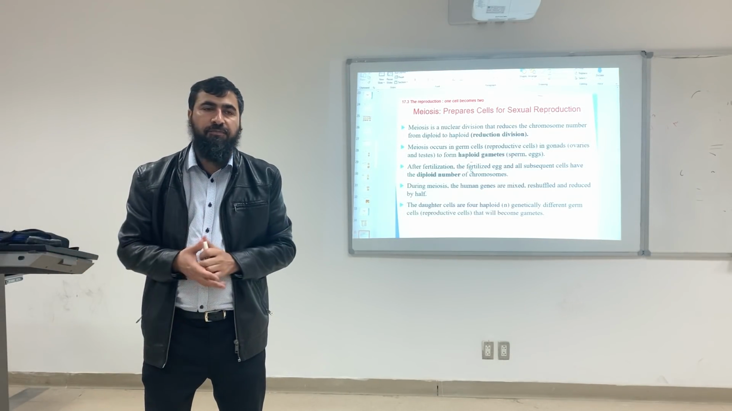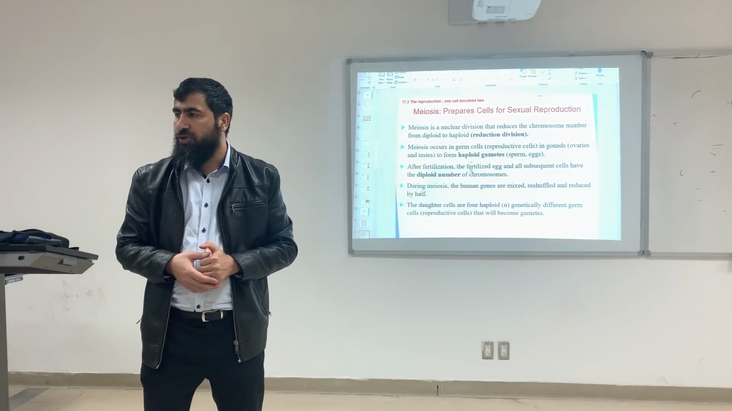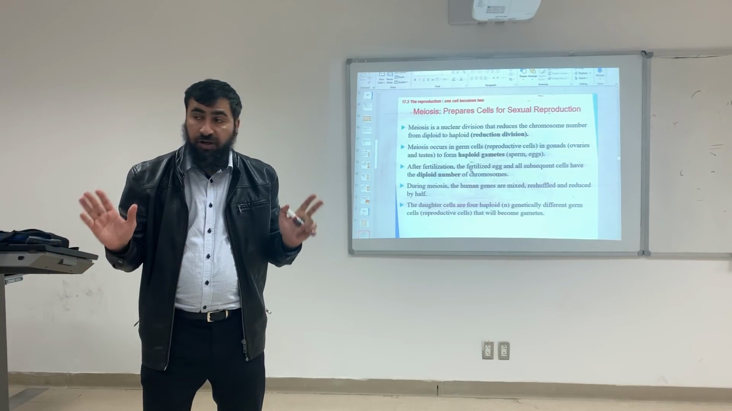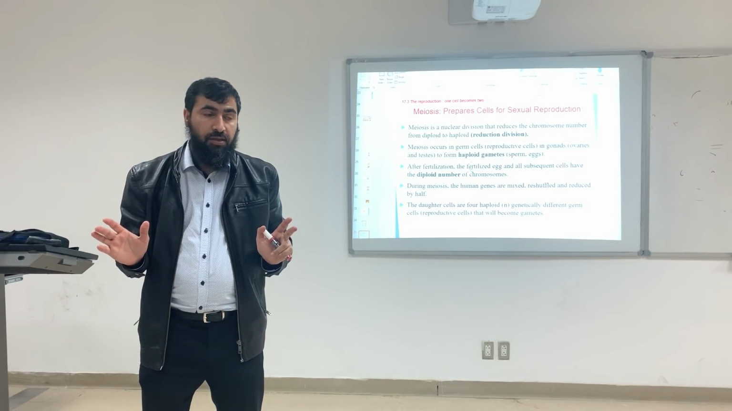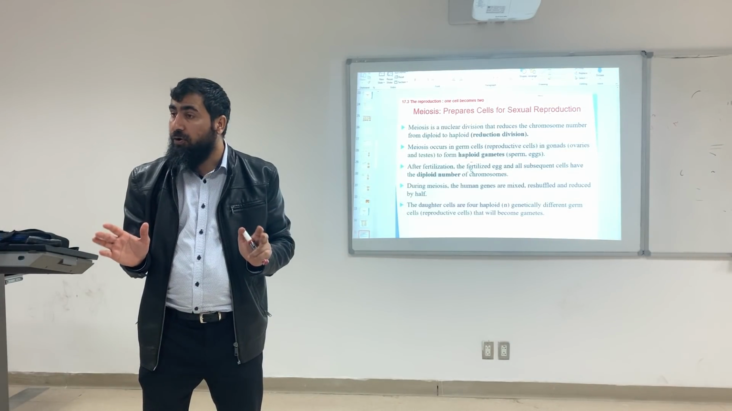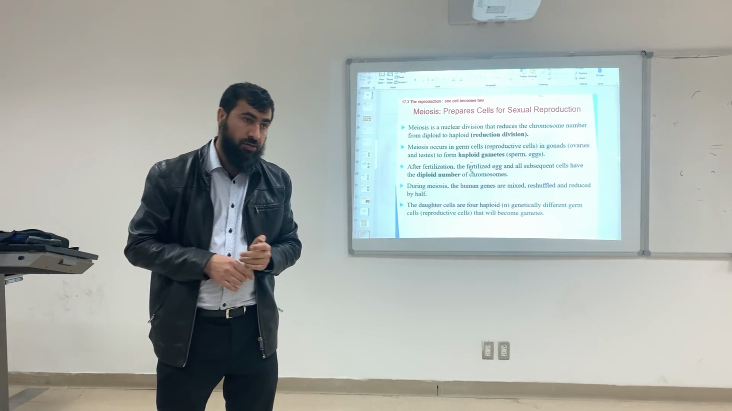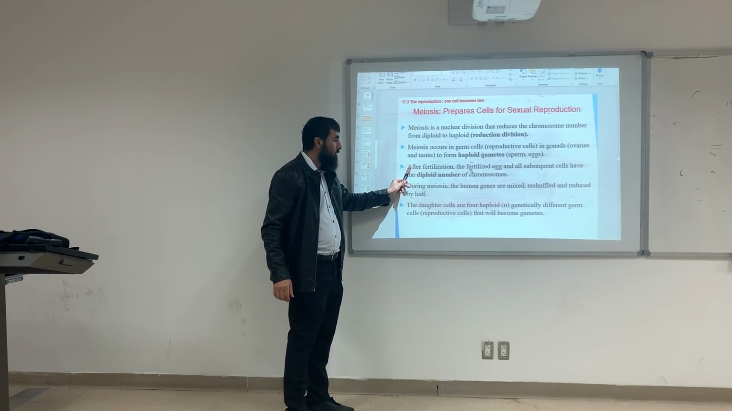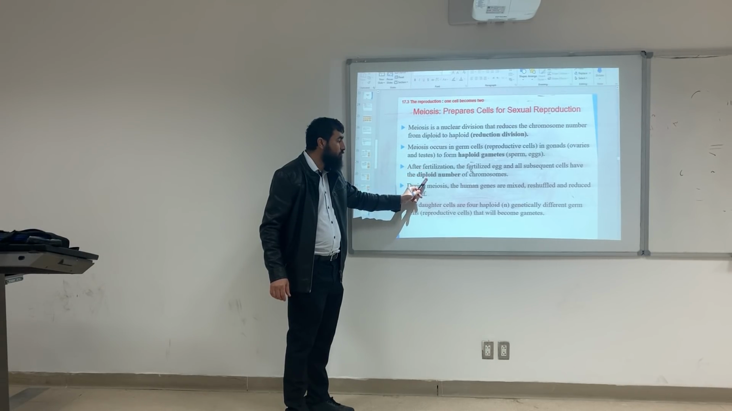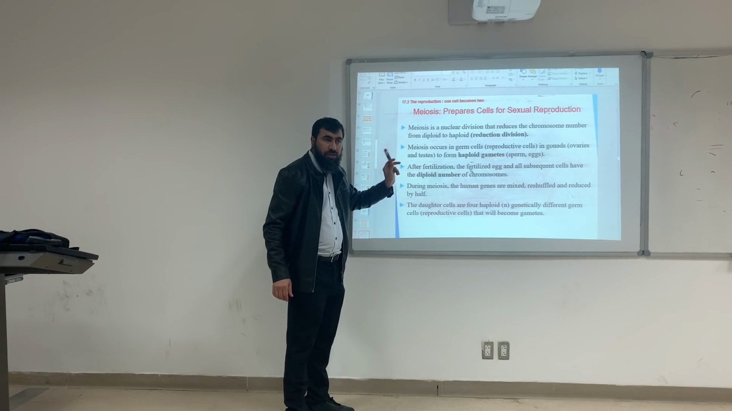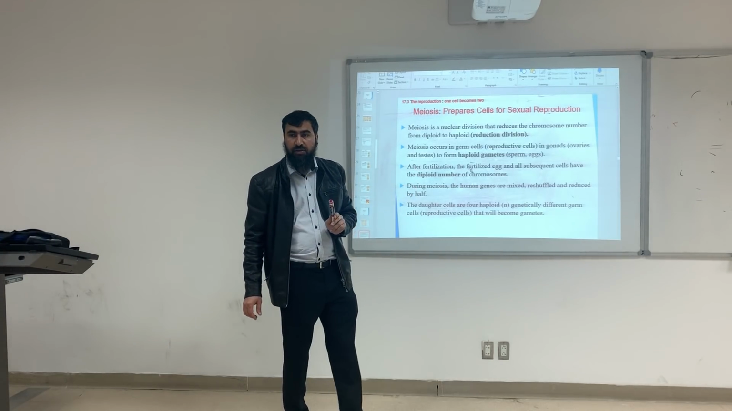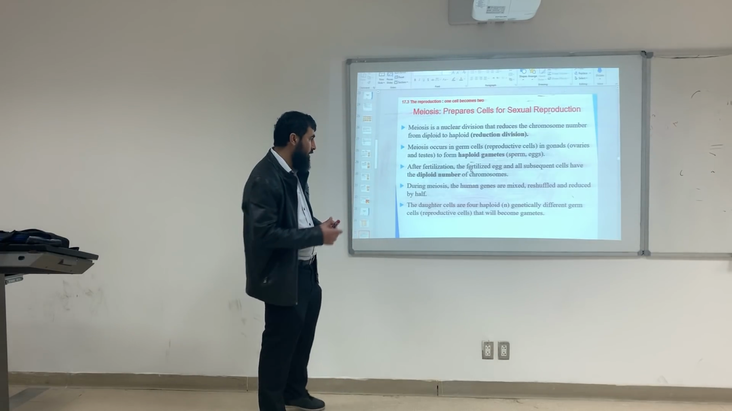Why is it important to reduce the number of chromosomes? For reproduction, for fertilization. Remember that, getting haploid cells is important for fertilization, because once we get fertilization, we return back to diploid. So meiosis is important for fertilization, in that we reduce the number of chromosomes.